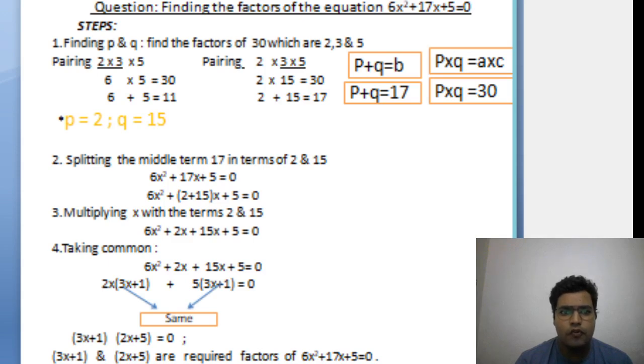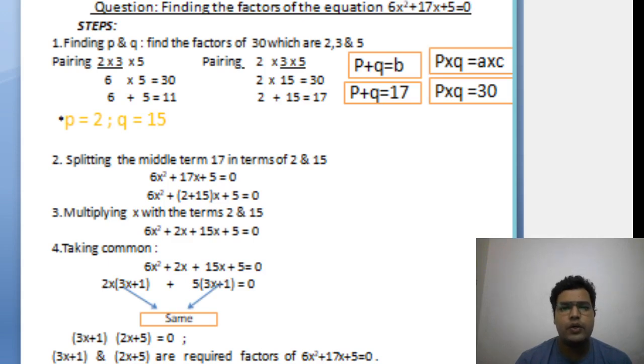So the sum of p plus q should be 17 as b is 17, and the product of p and q should be a into c. A is 6, c is 5. So 6 into 5 is 30. The reason this is 30 is because a is 6 and c is 5. So by applying these two conditions for the given polynomial equation, the sum of p plus q should be 17 and the product should be 30.